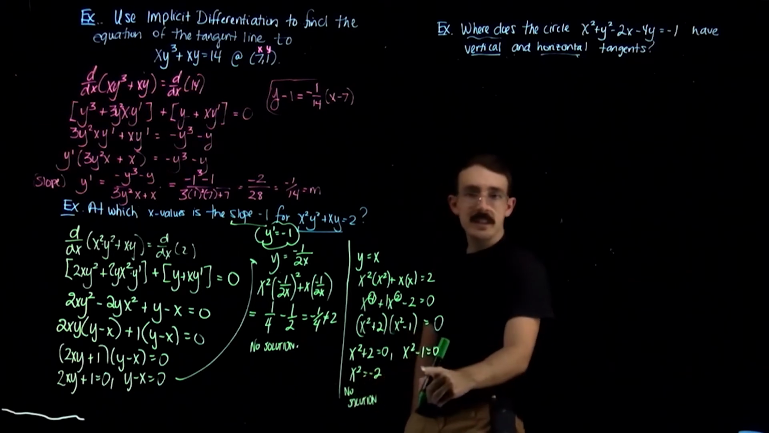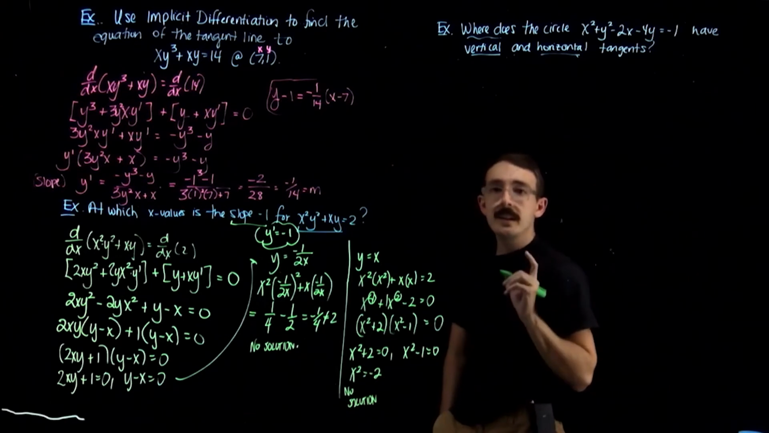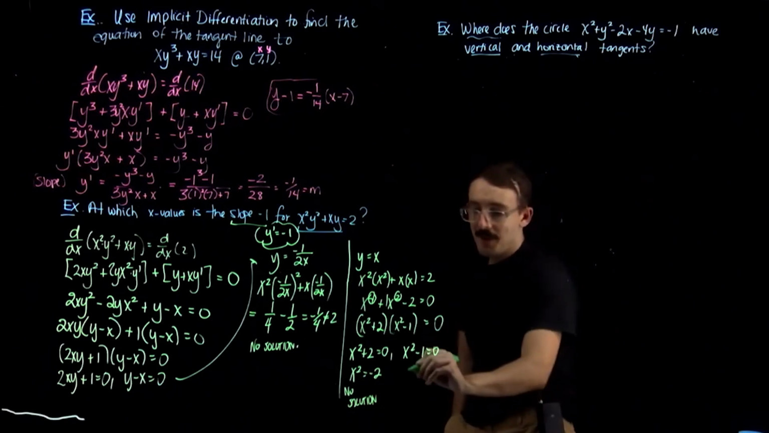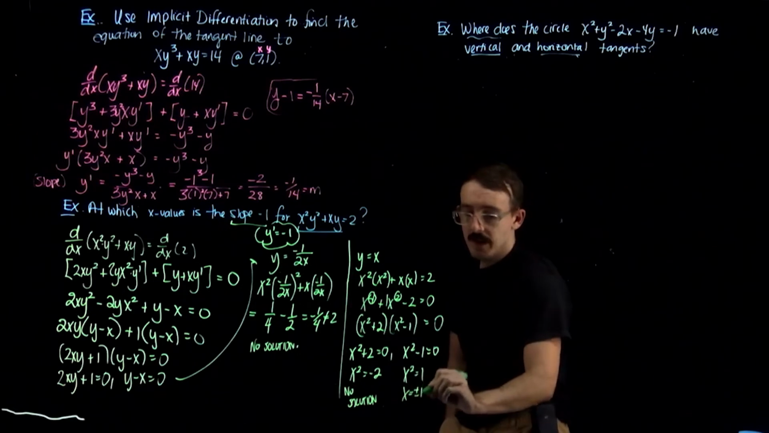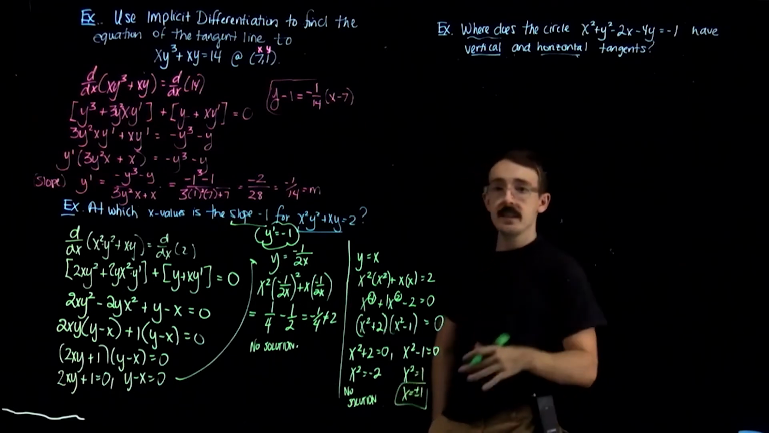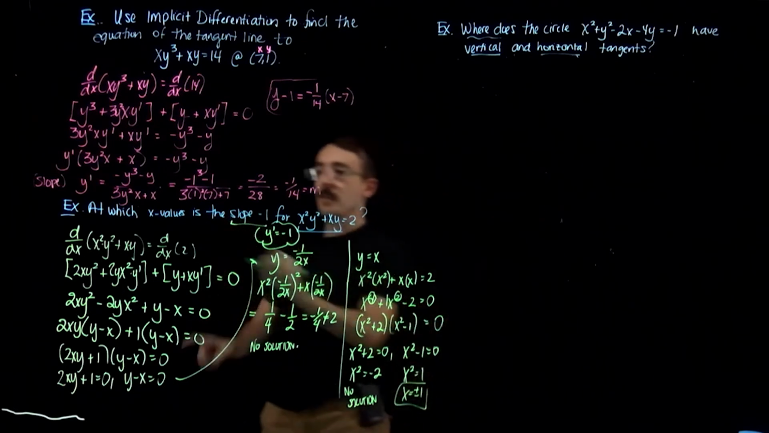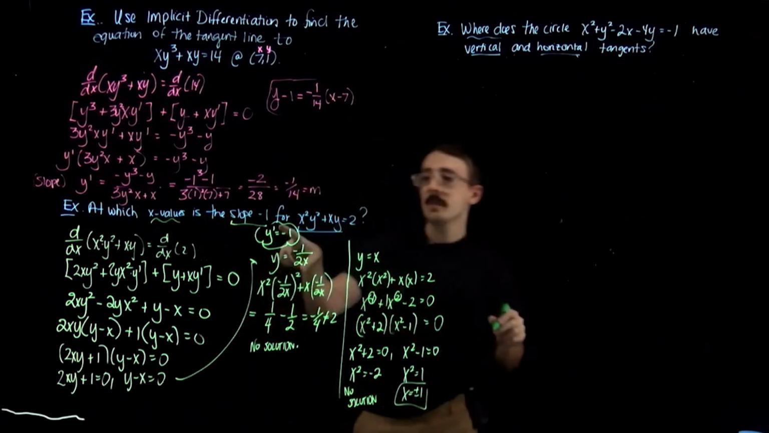So that leaves us with just this. And will we get solutions here? Yes, we will get 2 of them. So this is going to be x squared equals 1. And if I square root both sides, I get x equals plus or minus 1. So these are the 2 x values that we were looking for here, where the slope is negative 1.